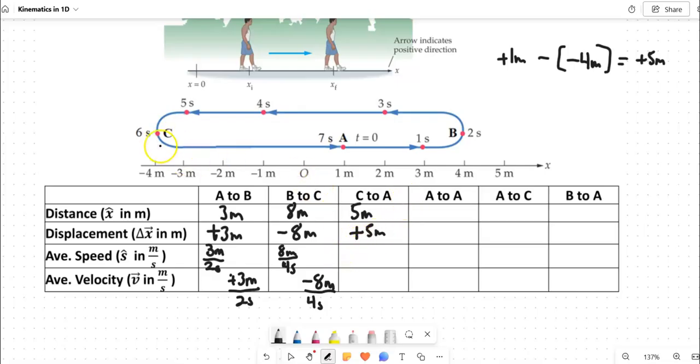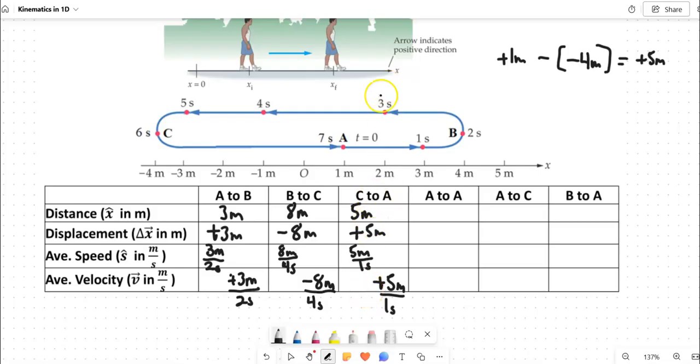So this only took over the period of from 6 to 7 seconds. So that's 1 second. So your speed is going to be 5 meters over that period, 5 meter distance over that period of 1 second. And your velocity is going to be a positive 5 meter displacement over the period of that 1 second.